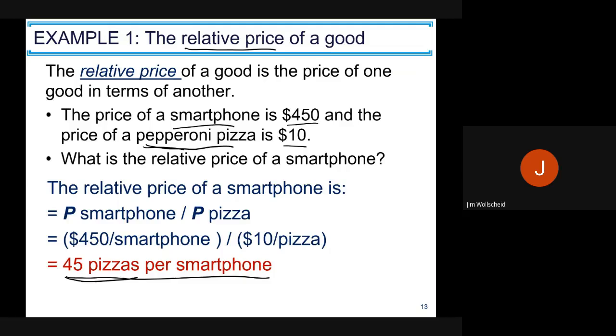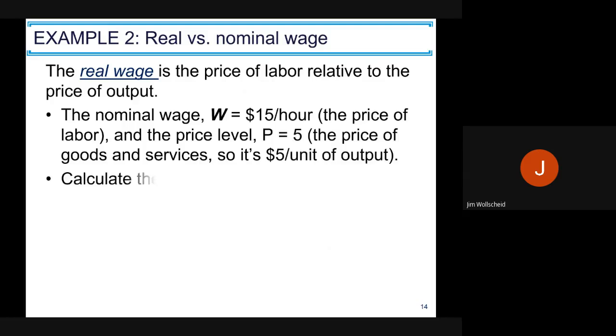So as economists, what we think about is, does the price of smartphones go up? Well, that depends on how many pizzas it's worth. So let's talk about something we really care about. We don't really care a lot about prices of pizzas and smartphones. Most of the time, what we care about is how much money am I making? So we call it the real and the nominal wage. This is where it really plays into effect.